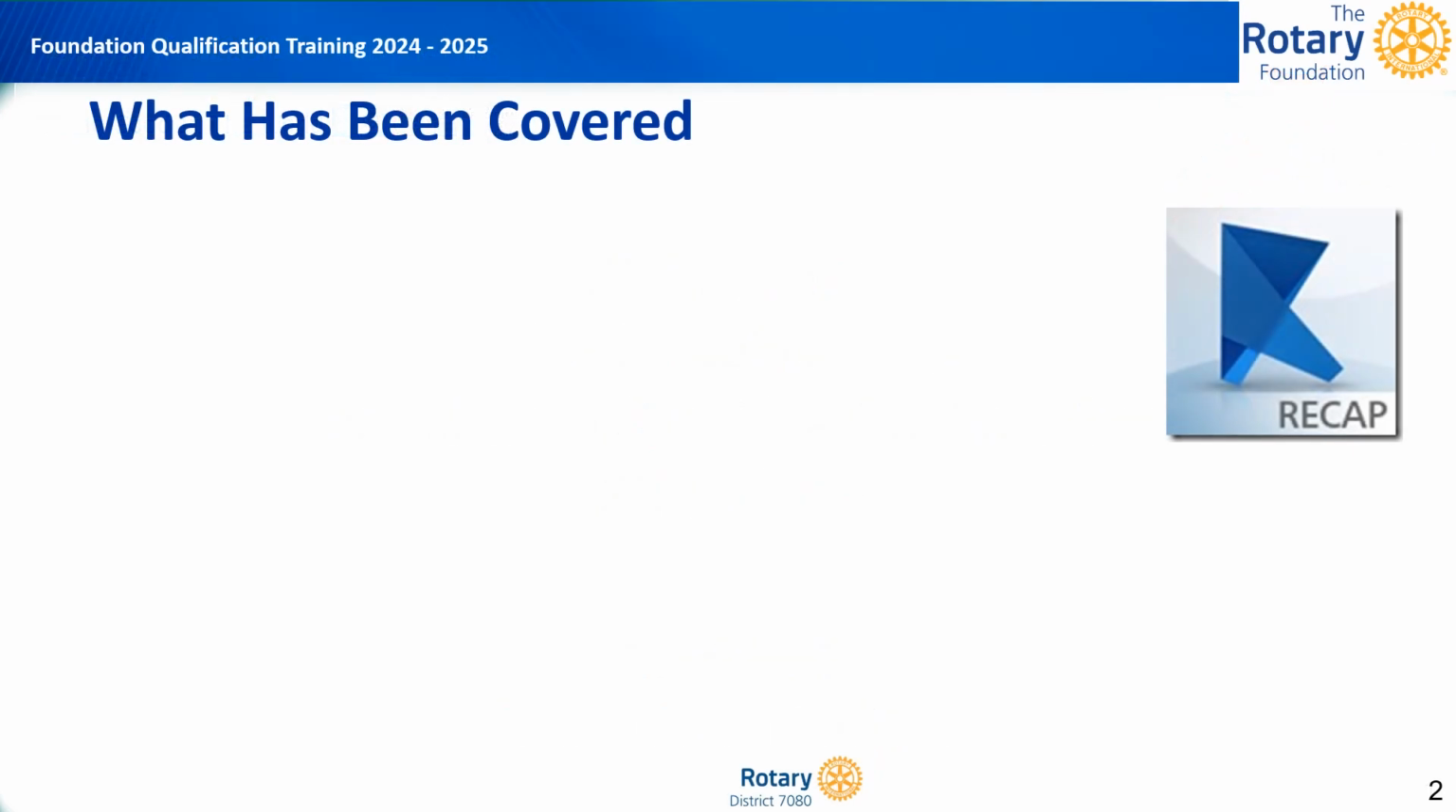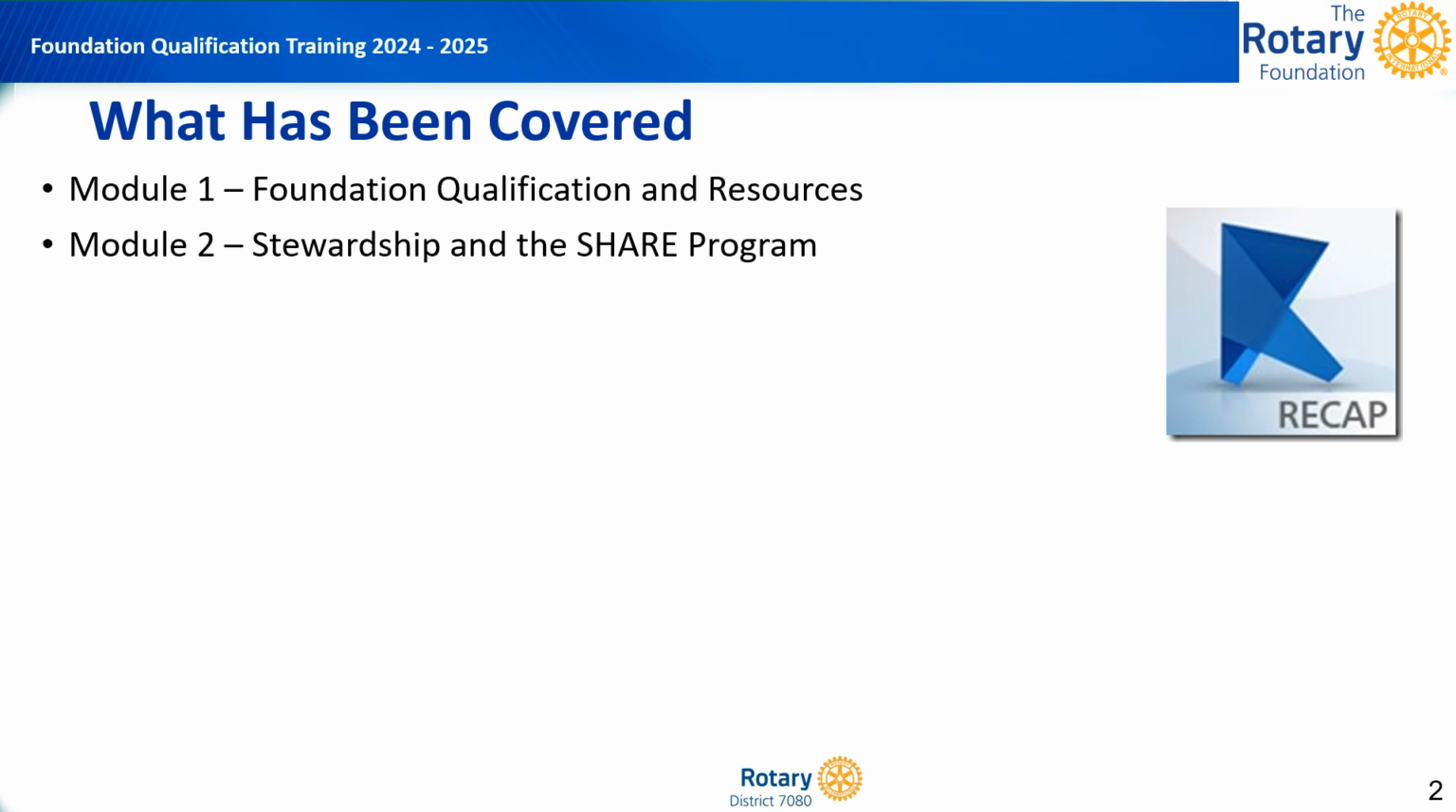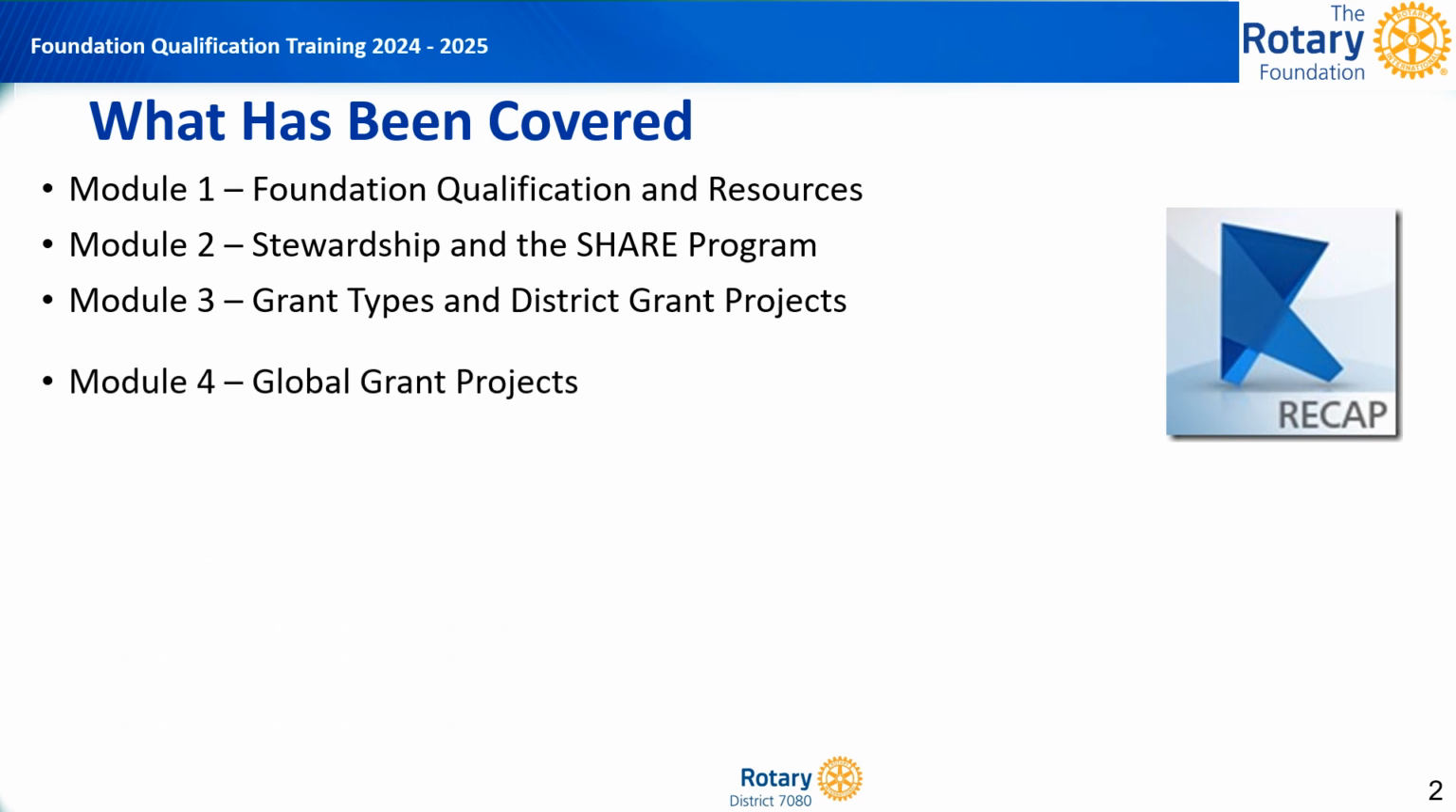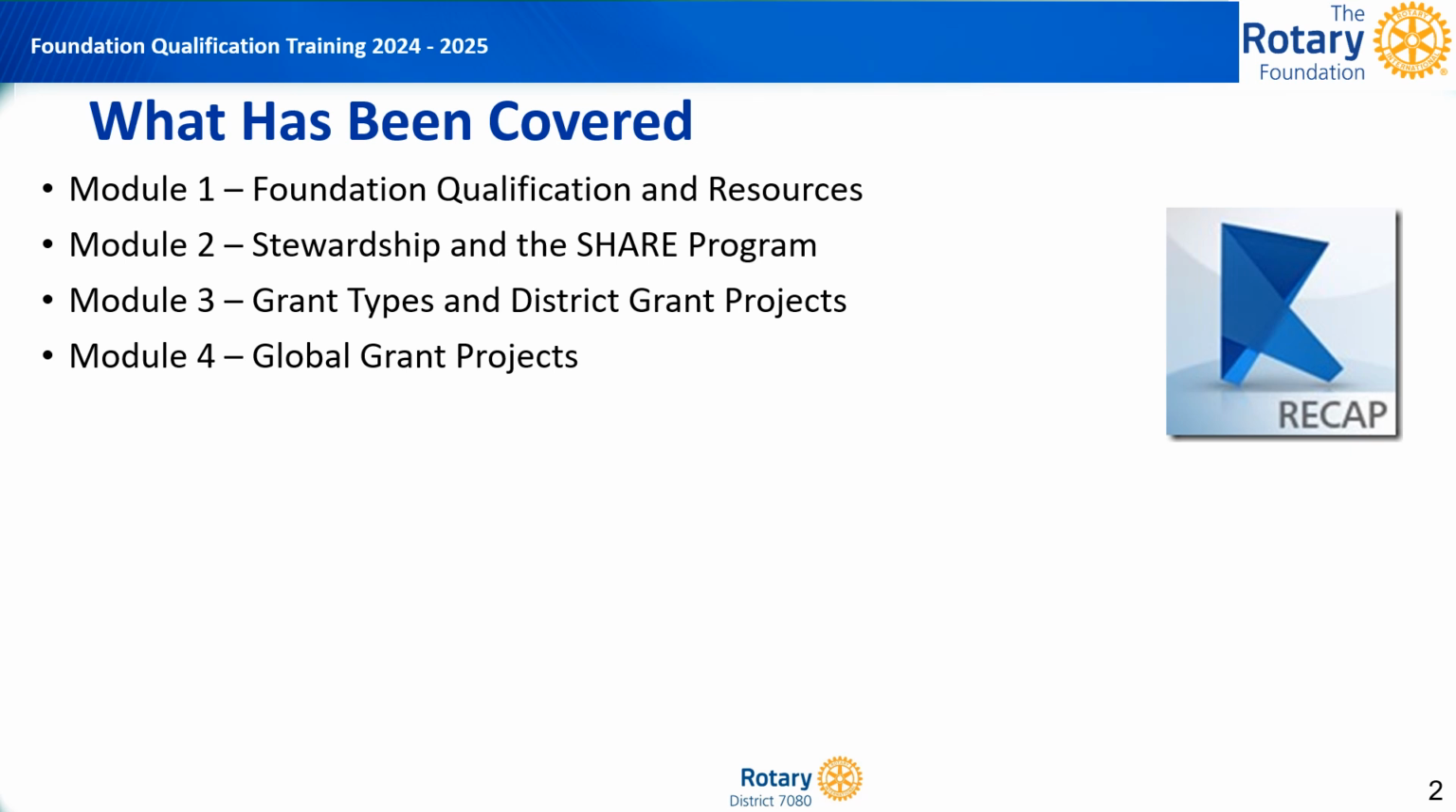To recap, in Module 1, we covered how members and clubs can qualify each year to apply for district and global grants and the resources that are available to help you. Module 2 covered the importance of stewardship and how the SHARE program works to provide both district and global grant funding. In Module 3, we covered 4 different grant types and how to apply for district grants. And in Module 4, we will review global grant projects.